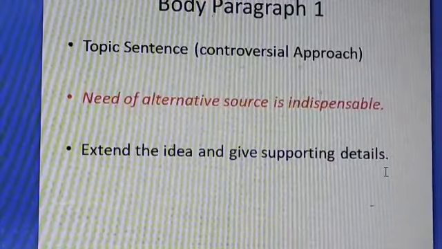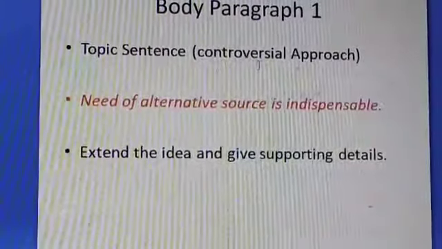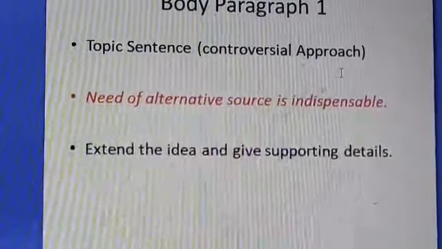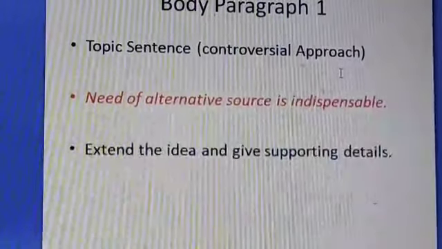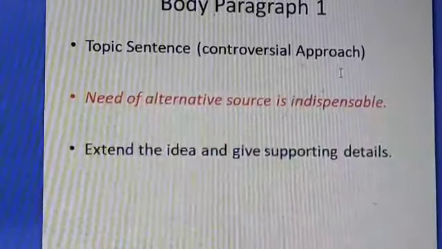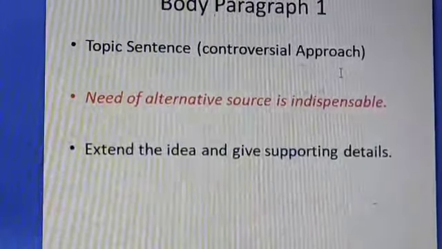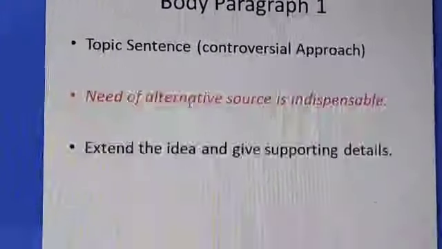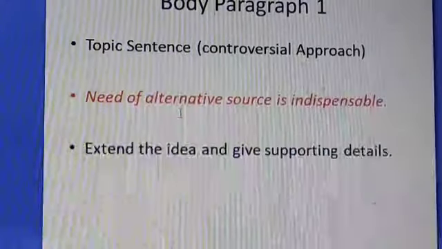And the best way to start the body paragraph, as you can see, is to start it with the topic sentence. And this is a controversial approach, mind you. All right? The topic sentence should be very, very clear, all right? You don't have to make it very complicated looking, because it is the sentence that tells the teacher what you're going to write, right? So it should be simple. And this is the topic sentence. Need of alternative source is indispensable.